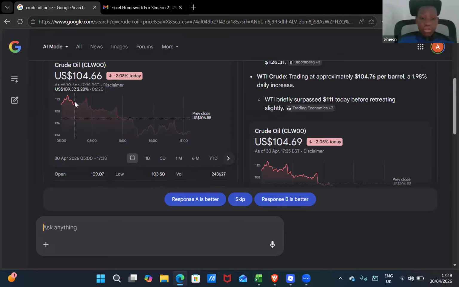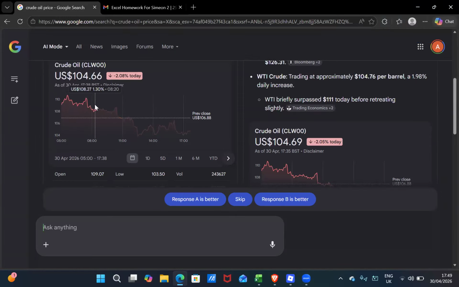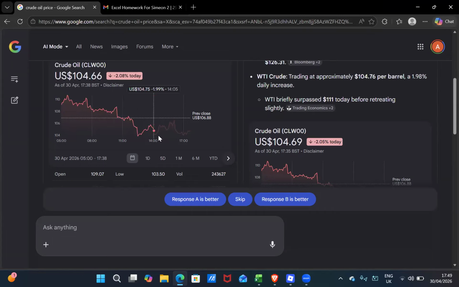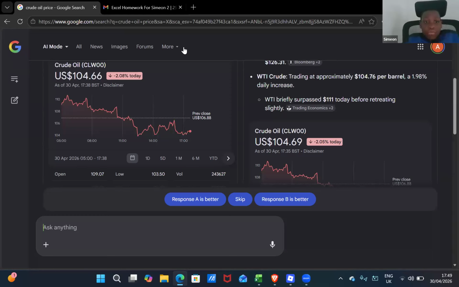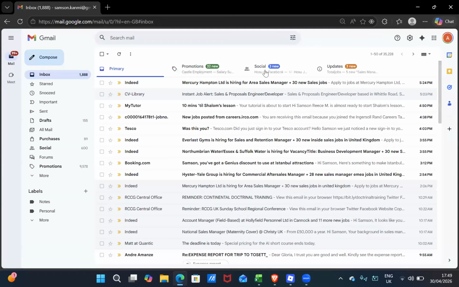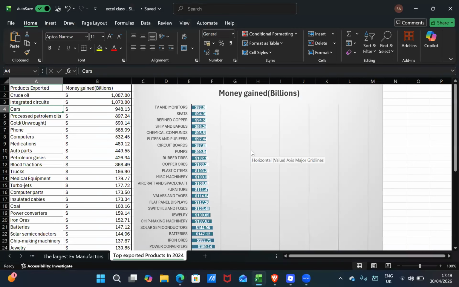$104 just for crude oil. Okay, for one barrel, right? Yeah. It's very expensive. Yes, it's even made more expensive by the war that's happening. Resources are limited now because of the war. Exactly. So it's making the price of a barrel go that high.